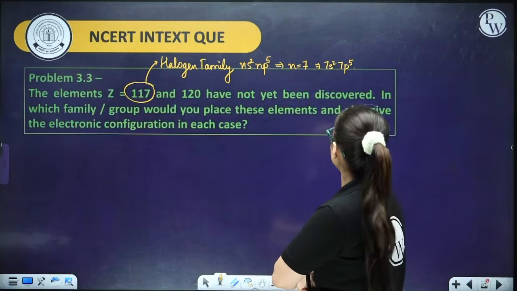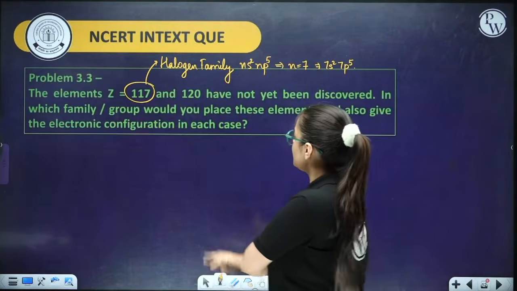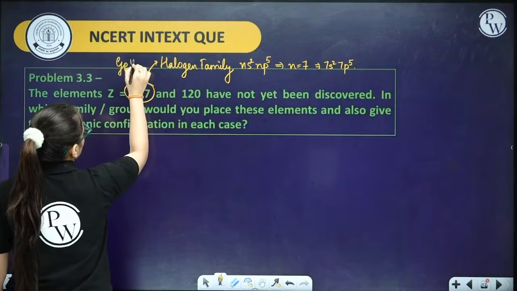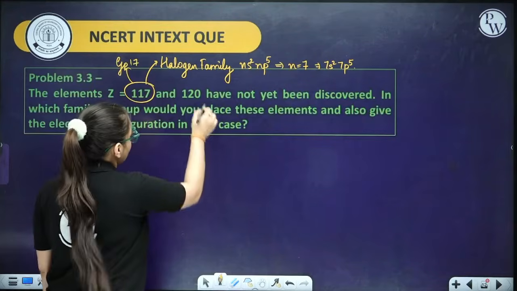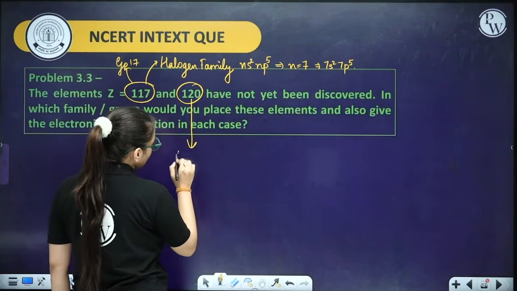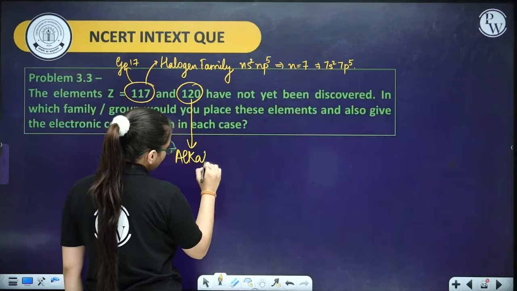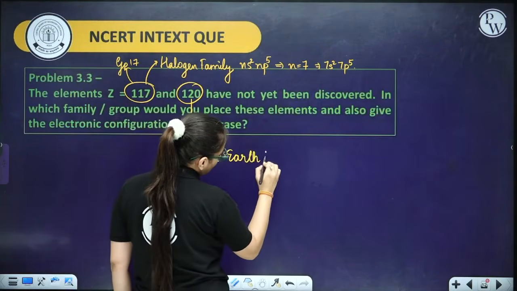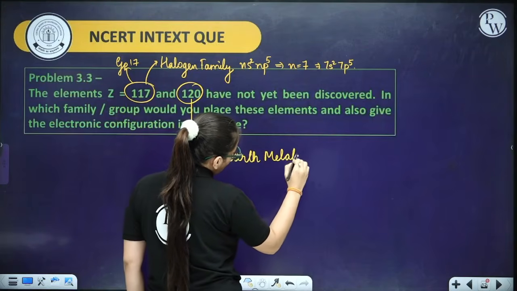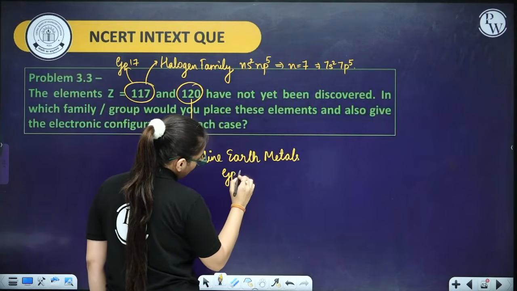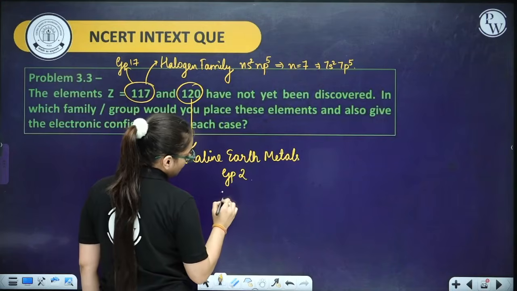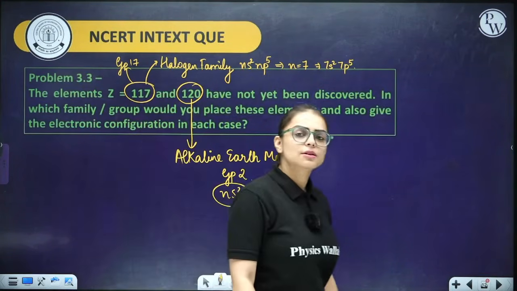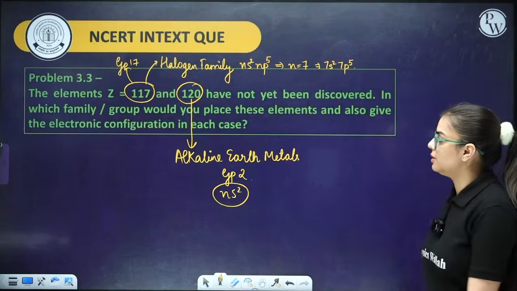Okay, so the family we have already told is the halogen family. Group also they're asking, it is group number 17. Then our next part is about 120. See, 120 basically lies under alkaline earth metals. And if I talk about the group, that is going to be group number 2. And if I talk about the configuration, it will have ns2, 7s2. Clear? Outermost configuration. Clear everyone?